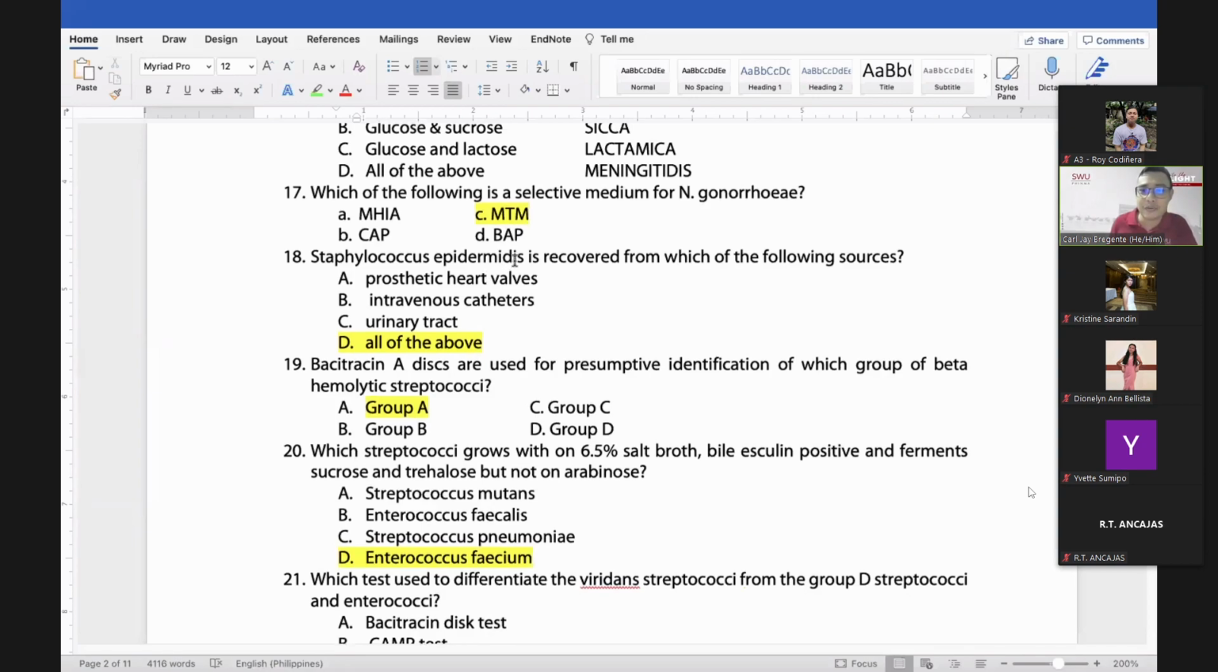Remember, class, your Staphylococcus epidermidis is the causative agent of most infections associated with medical devices. So it can cause bacteremia that is associated with medical devices, if ever the patient has a prosthetic heart valve, intravenous catheter, and urinary tract infection. So the answer is all of the above, because your Staphylococcus epidermidis, class, will easily form biofilm. So that is why it can adhere or attach to medical devices.